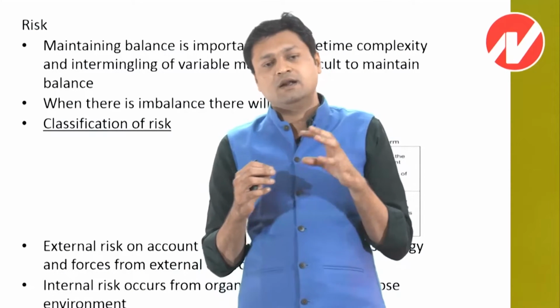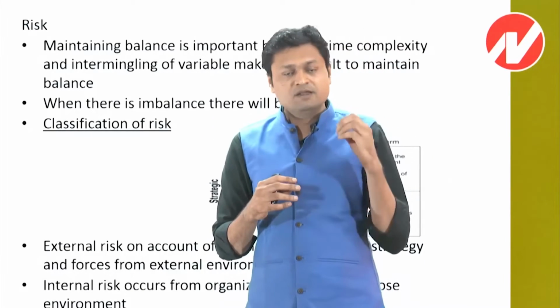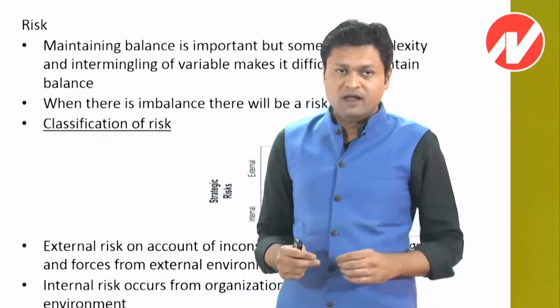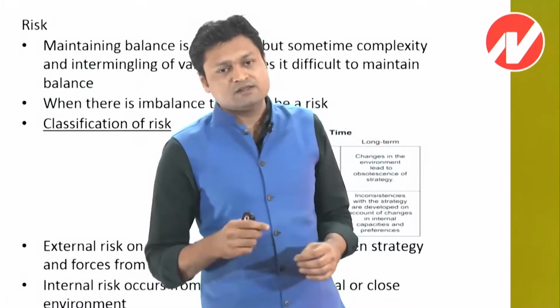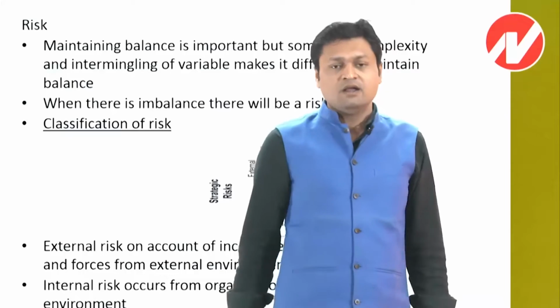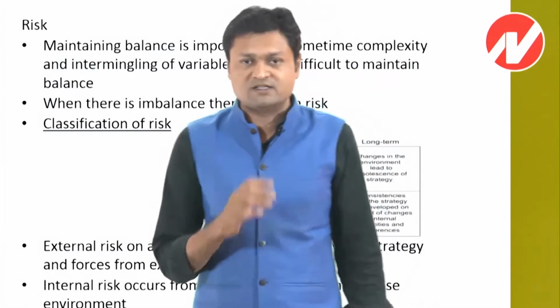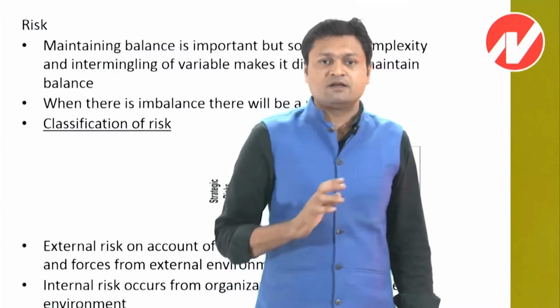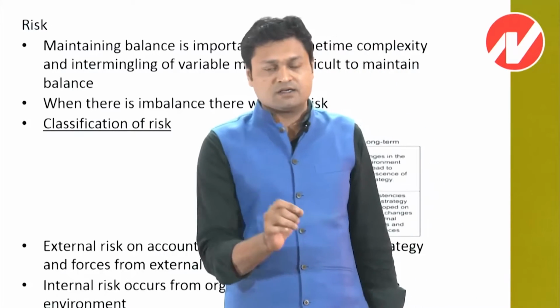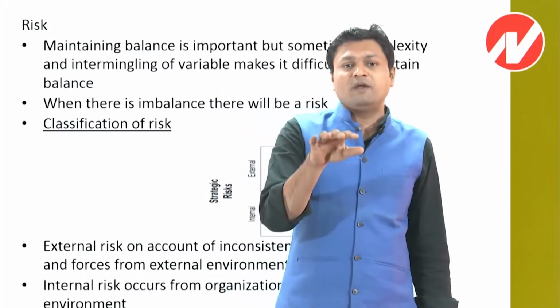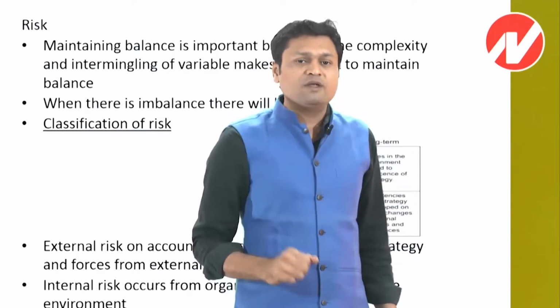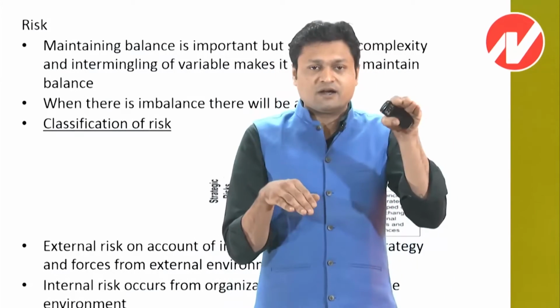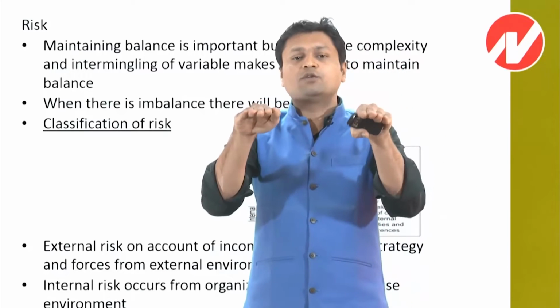So complexity and intermingling of the variables makes it difficult to maintain a perfect balance, and when there is an imbalance, it is a situation which is known as a risk. Now risk कितने type के होते हैं? Let us understand first. There are going to be two types of risk: internal risk, external risk. कैसे understand? The main task is what? To maintain a balance. When there is going to be imbalance, these two things, internal and external, you need to maintain a balance.